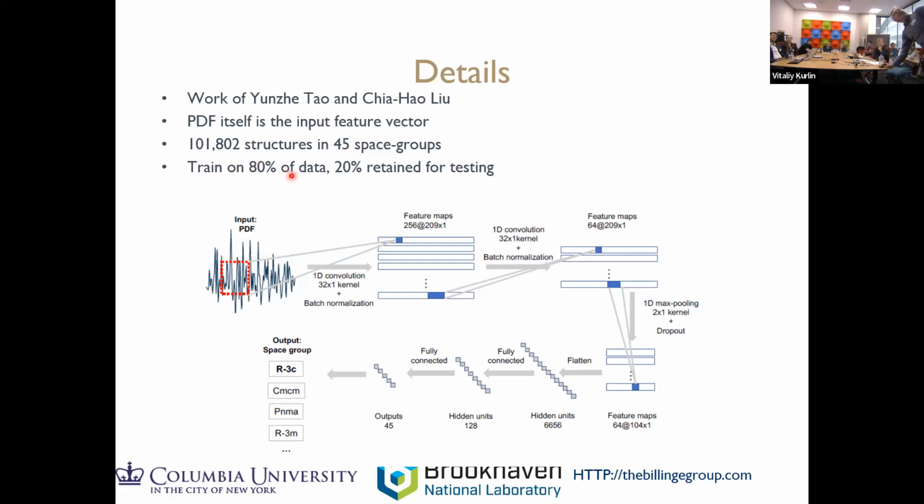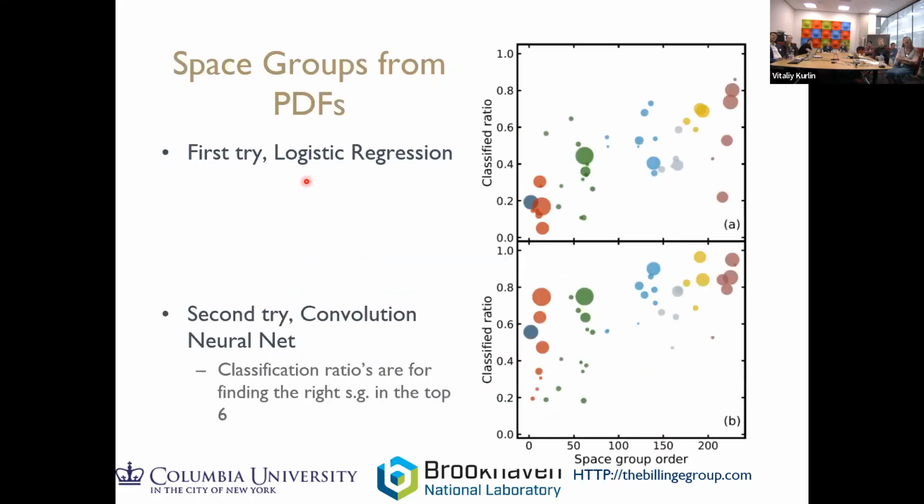We did an 80-20 training-testing split. We tried logistic regression, but actually the CNN works really well. And this is plotting the classification ratio versus the space group order. So the higher the number of a space group, the higher symmetry it has, so the better you would expect to do, and that indeed is the case.